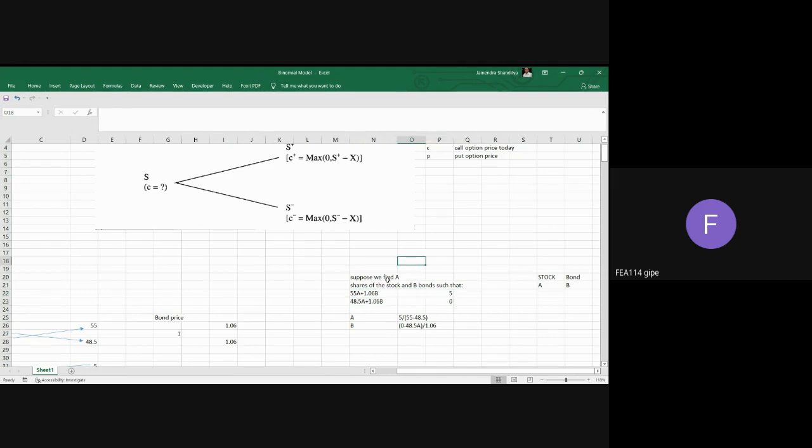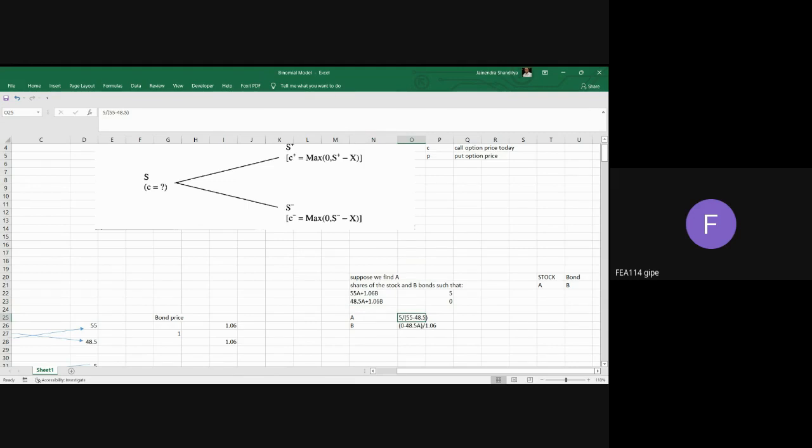55A plus 1.06B equals 5. 48.5A plus 1.06B equals 0. Now, as you can see, this is class 5th math only, where the second part of the equation is the same. So if I subtract one from the other, I get the value of A. So A is 5 divided by 55 over 48.5, which is what I have used here.